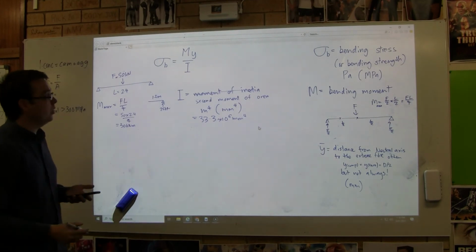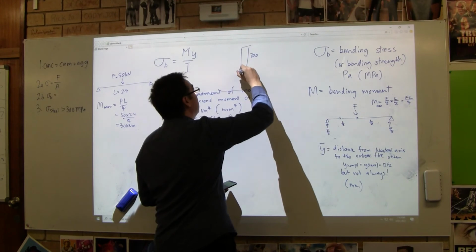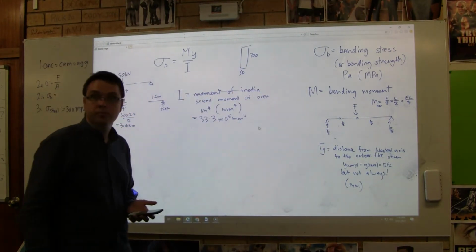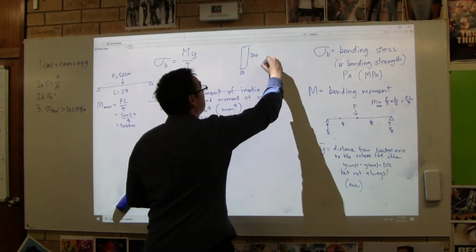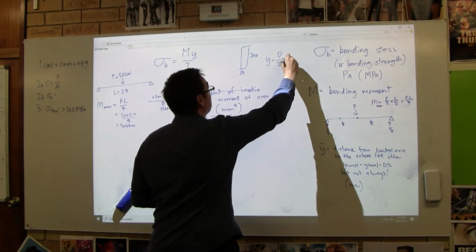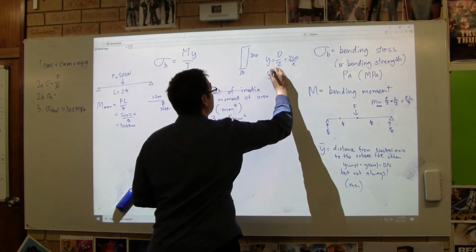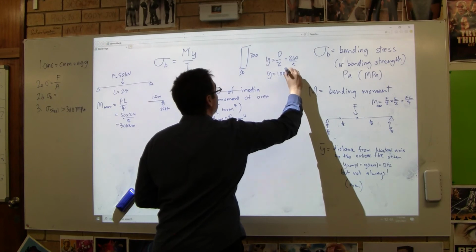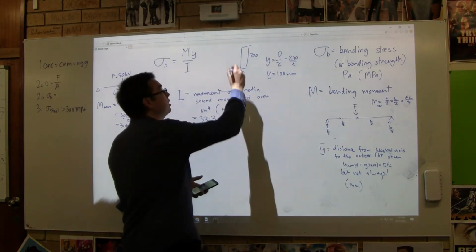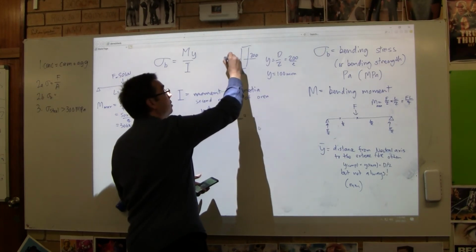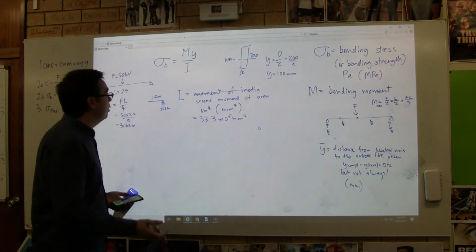What's our I value? Well, I said our beam was how big? I said it was 200 times 50. Yeah? So what's our Y value? Are we okay with that? Because our neutral axis will be in the middle, so our Y value will be half.